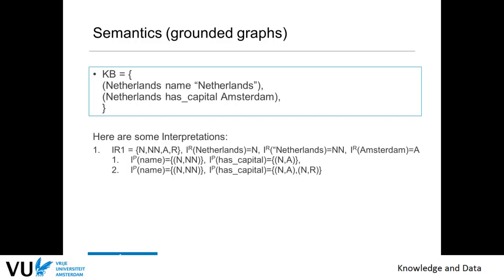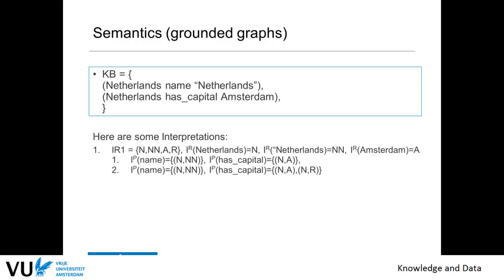And of course, it's clear that N somehow is supposed to mean Netherlands, and NN is somehow meant to be the string Netherlands. Amsterdam is represented by the A, and R is meant to stand for Rotterdam, but we don't even need it. So in my knowledge base, Amsterdam is interpreted to be the A, Netherlands is interpreted to be the N, and Netherlands in quotes is interpreted to be the NN. So each string in my vocabulary, like Netherlands and Netherlands in quotes and Amsterdam, is mapped to exactly one element of the domain.